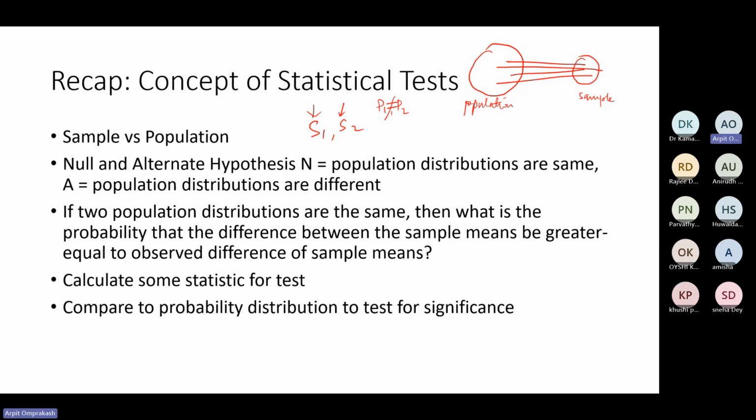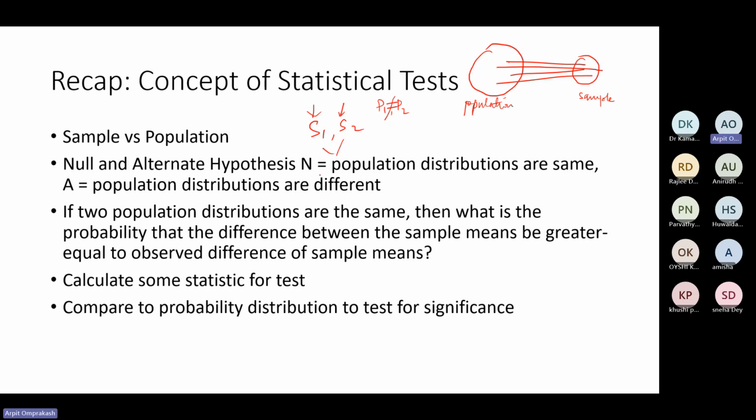Now, using a statistical test, the question that we want to answer is, if two population distributions are the same, then what is the probability that the difference between the sample means that I get is greater than or equal to the observed difference of sample means? So for example, assuming that both these samples come from the same distribution, how likely is the difference of means that I get from these samples to occur if I repeat the experiment or if I take a large number of samples? Okay. So basically, that is that.